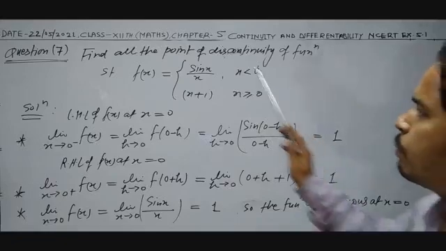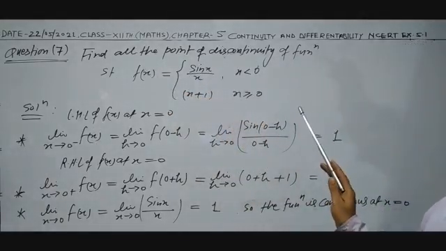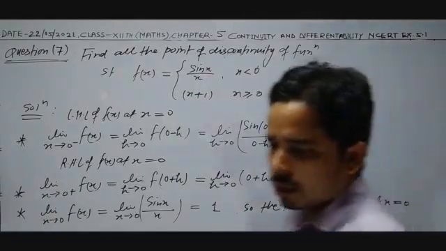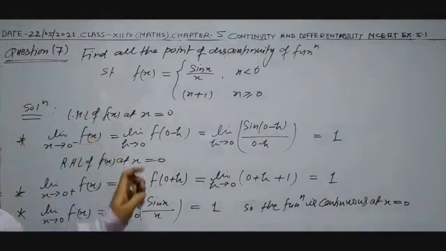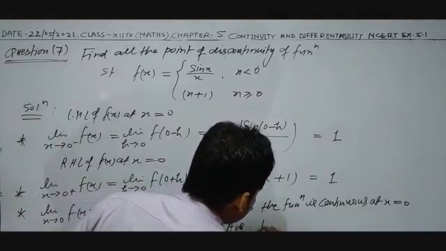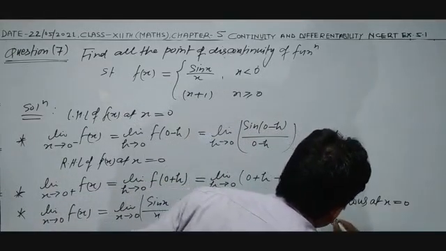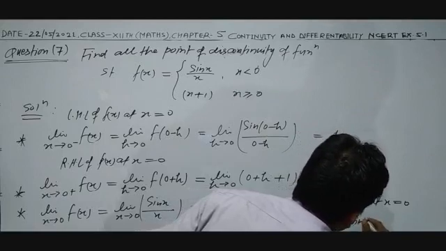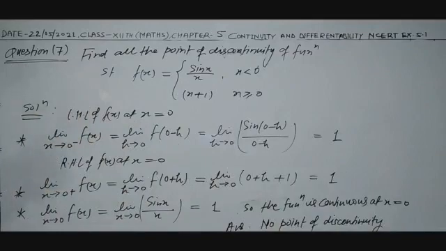So we have to find all the points of discontinuity. There is no point of discontinuity. The function is continuous everywhere, so there is no point of discontinuity. So the answer is no point of discontinuity. So this is the answer.